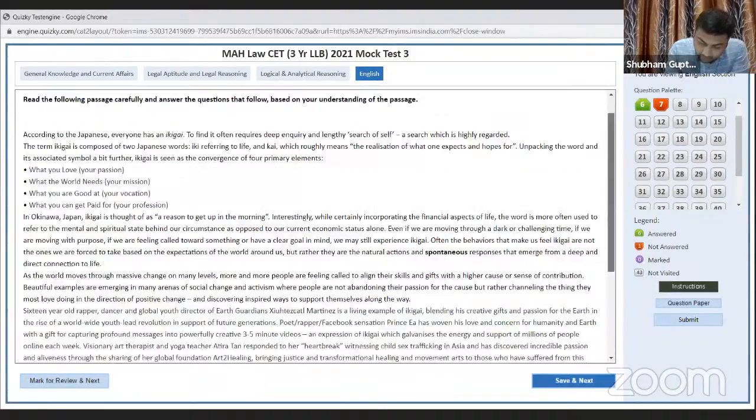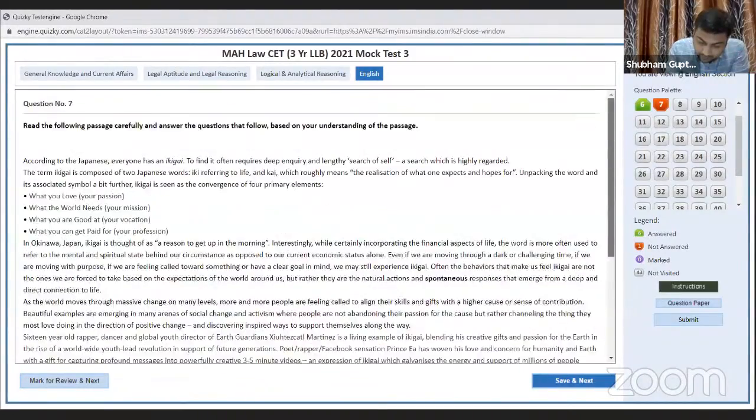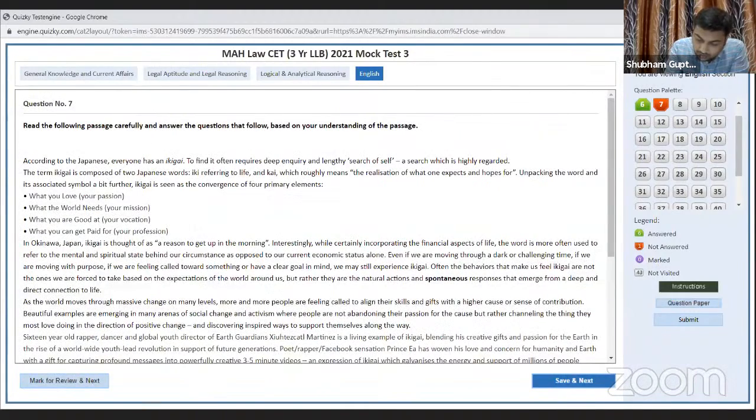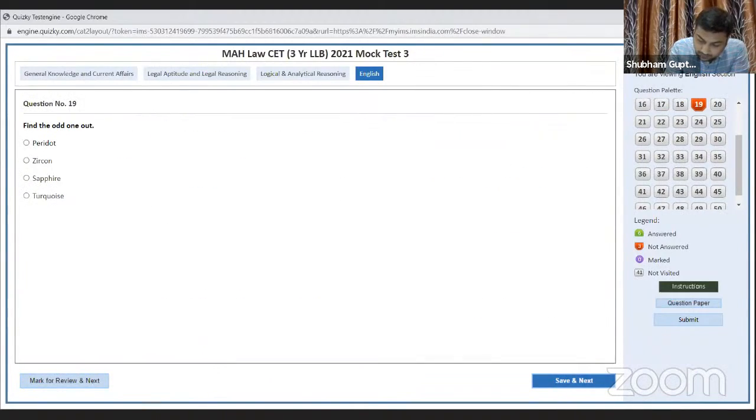So let's see how long is the passage. The passage is very long, so for now, I'll not do the passage. For now, I'll go forward and check, and not do the passage.